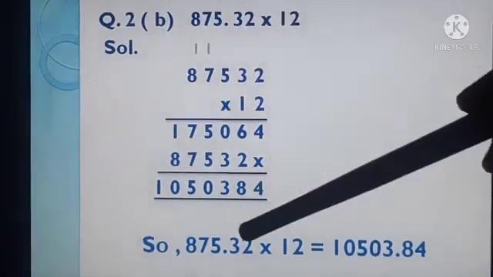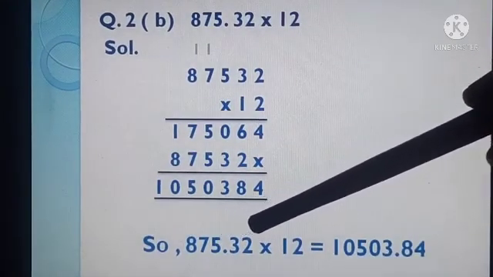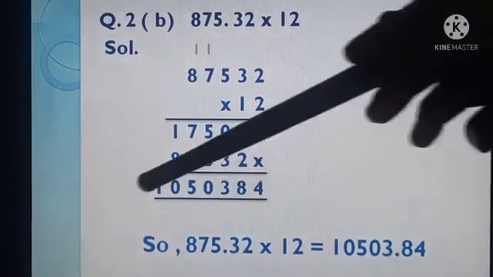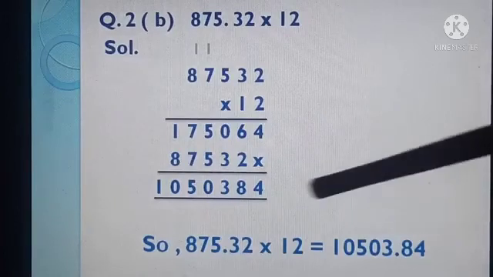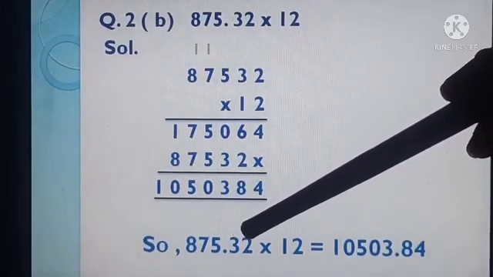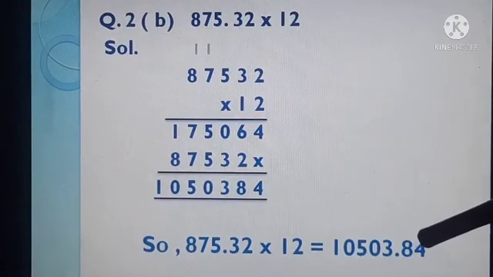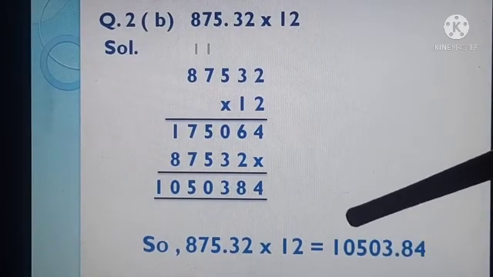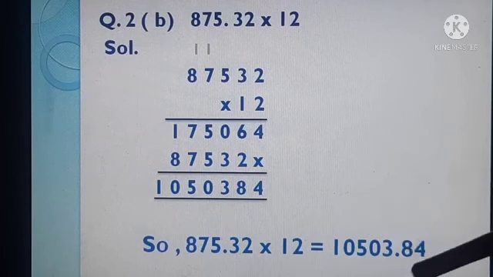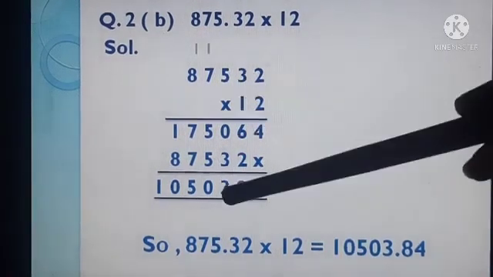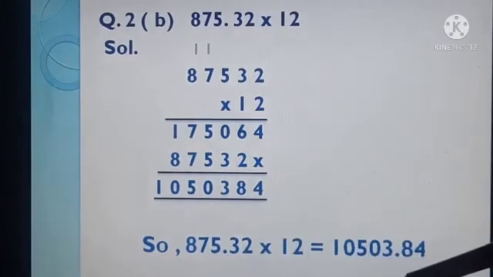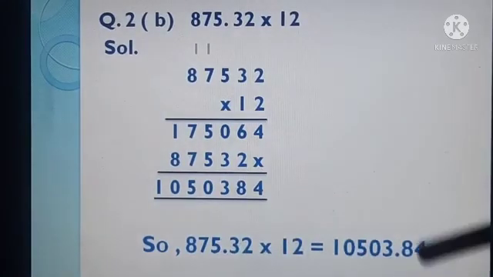Now we will write down the question again. 875.32 multiplied by 12. Write down this product. Okay, we will write down the product here. And now after the decimal there are 2 digits. So mark 1, 2 and put the decimal here. So our answer will become 10,503.84. Right? Do it very carefully. Don't put any decimal here. And at last you have to write down the product with the decimal.